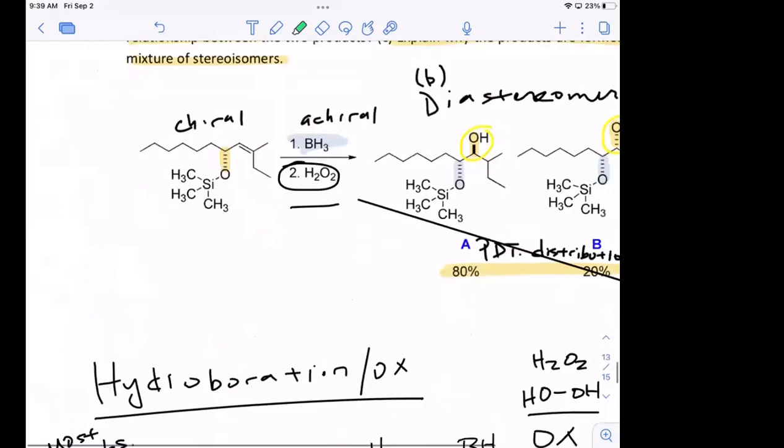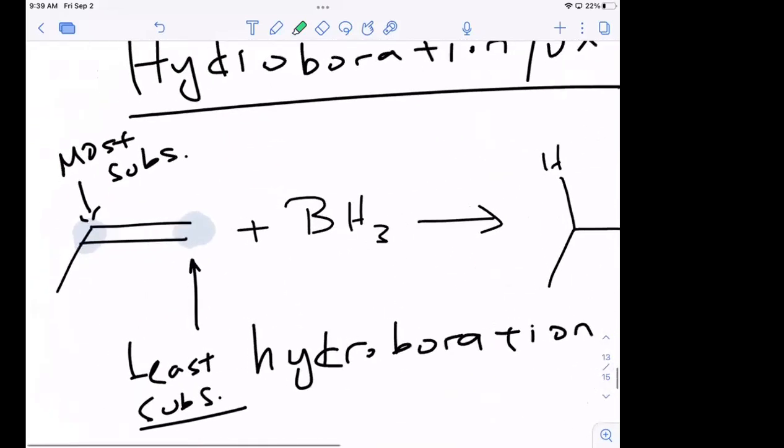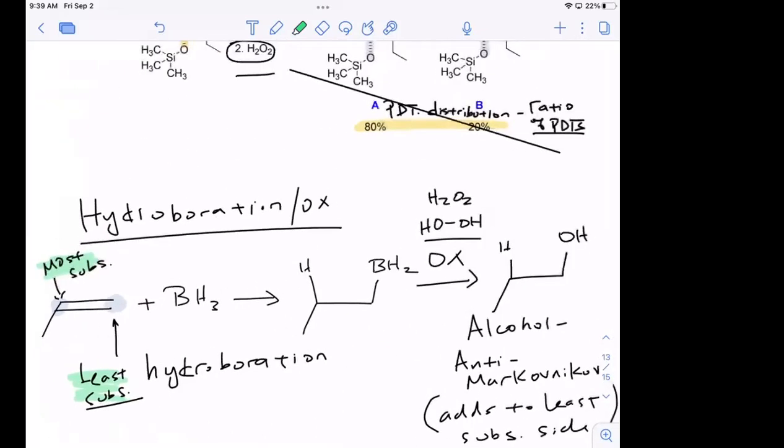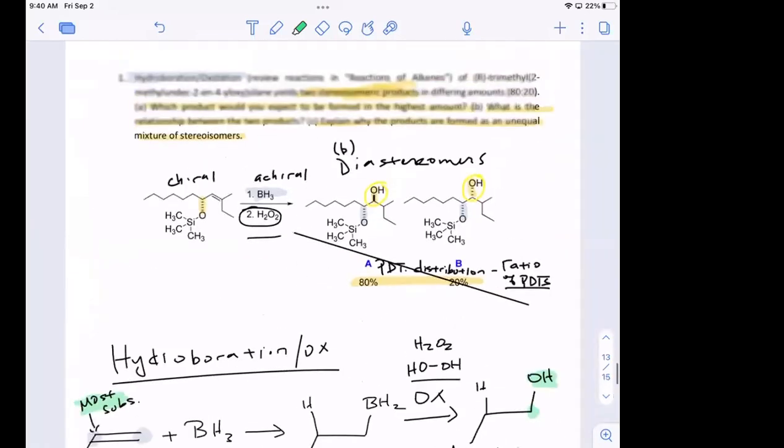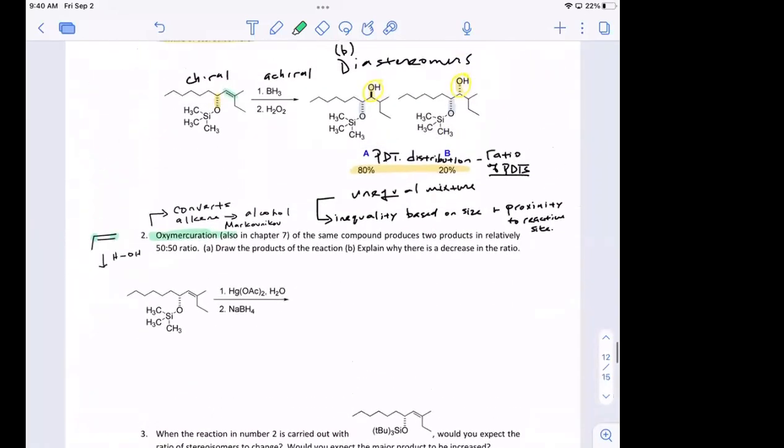Oh, it's here, right? You see on the alkene how you have a more substituted side and the least substituted side. We have that here. With the hydroboration, you add the hydroxyl group to the least substituted side. You can see that over here. With oxymercuration, it's the opposite.